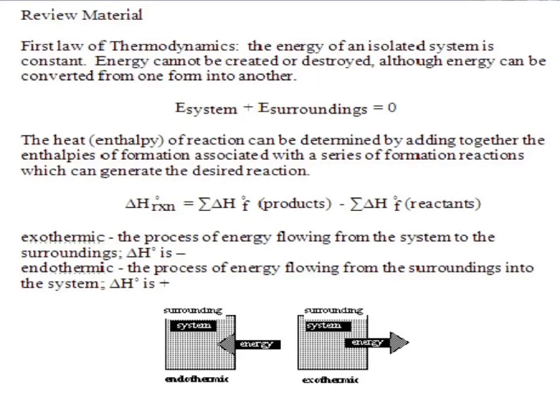All right, so just a quick review from the last part. Remember, the first law of thermodynamics says that energy can't be created or destroyed, it's only transferred or converted from one form to another. When we add those together, the total has to equal 0. So the E of the system is equal to the negative E of our surroundings.